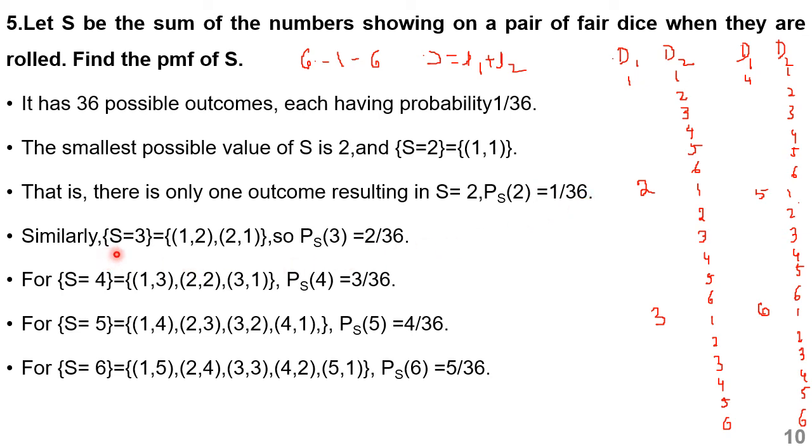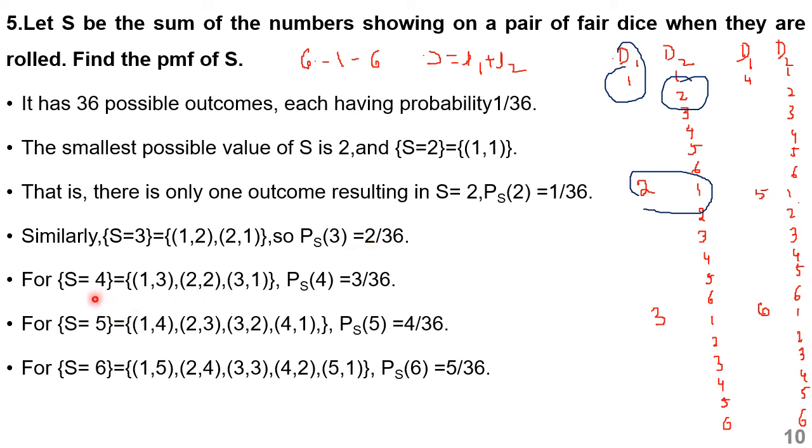Now, similarly, we can take S equal to 3. For S equal to 3, the combination can be 1 here and 2 here, so 1 plus 2 gives me 3. Or I can have 2 and 1, so 2 plus 1 gives me 3. So I have two possibilities here, either (1, 2) or (2, 1). So for S of 3, I have two possible outcomes, so 2 divided by 36 is the probability mass function.